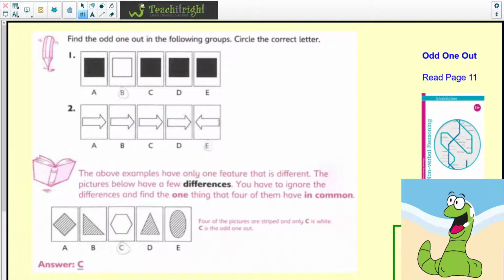Let's have a look at a couple of other examples. Now you can see already in here we've got to find the odd one out in the following groups. Well, we can see here that we've got B and we've got E as the answer. Well, why is it B? Well, of course, because the others are all bold, have a bold fill. So the answer, of course, is B. So if we were thinking about our mnemonic, what we're considering here is shading.